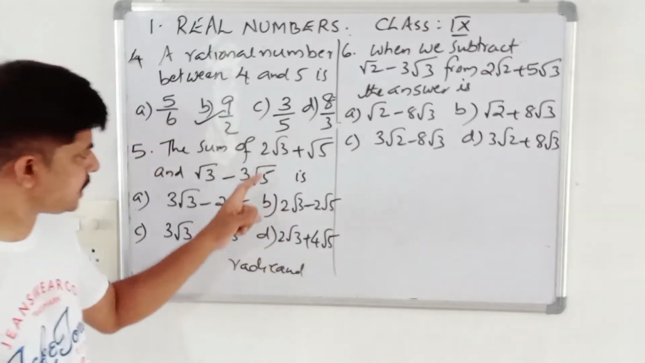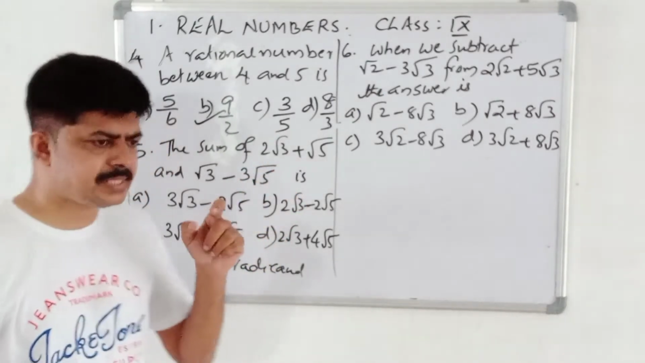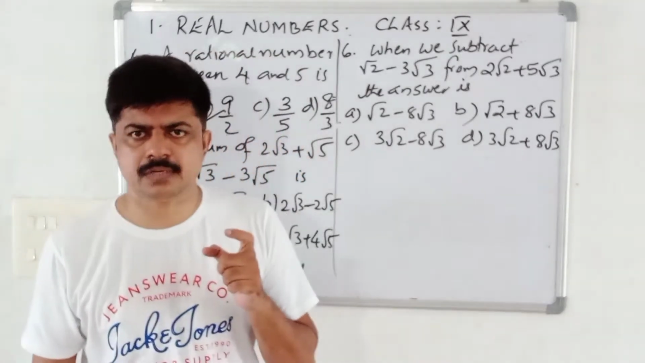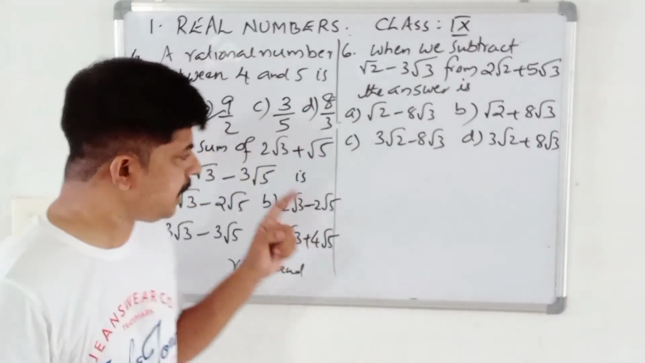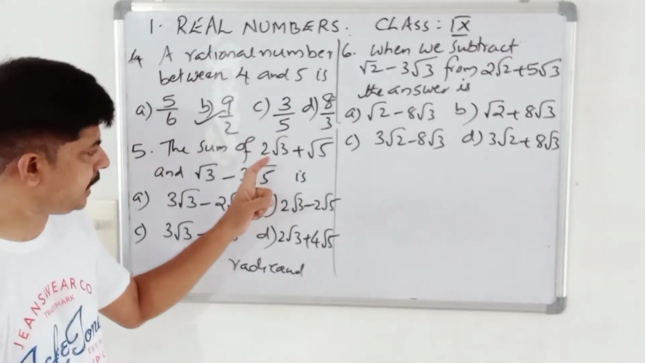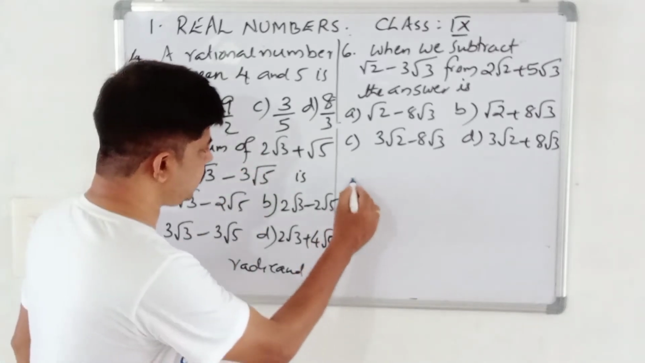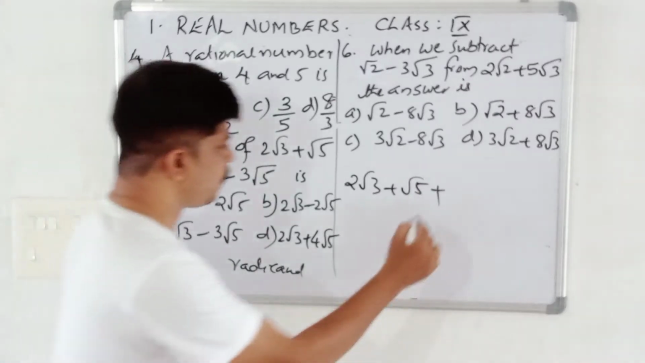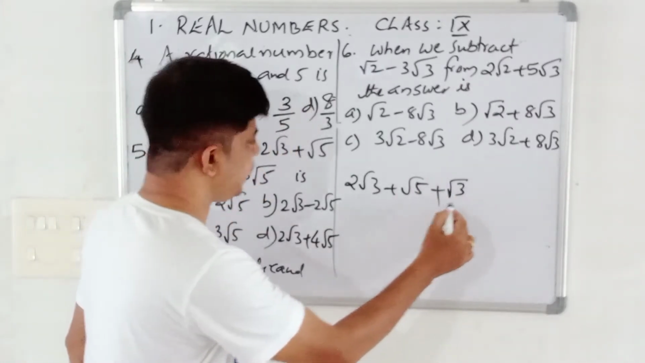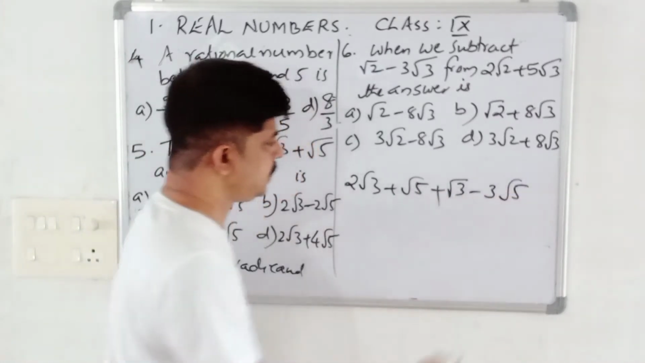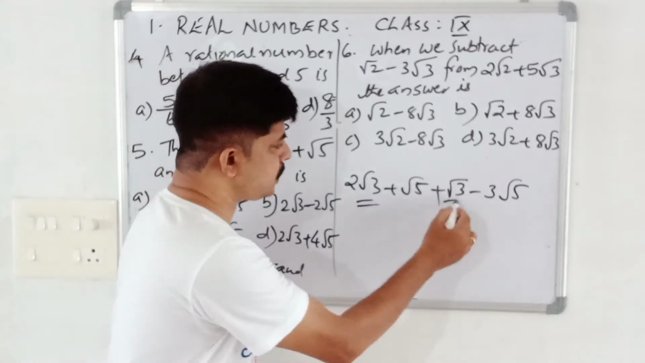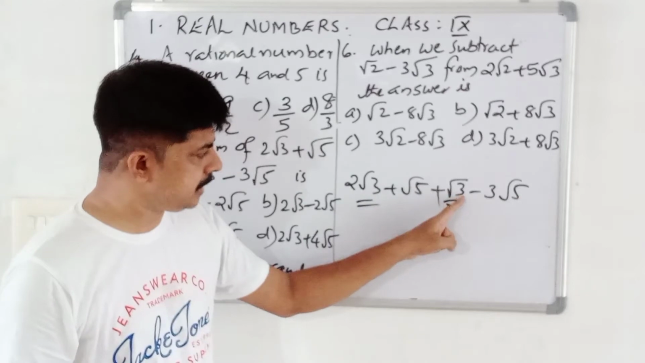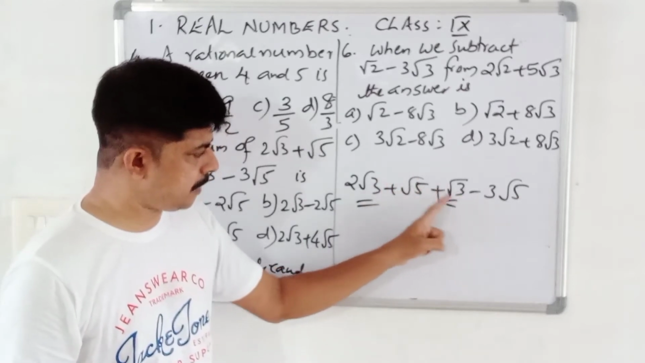Now, two radicals can be added if they have the same radicand. Like algebraic expressions, where we have like terms, like that we should have the same radicand. Here, when we add 2 root 3 plus root 5 plus root 3 minus 3 root 5, these two can be added because they have the same radicand. What is the radicand here? 3. This is the radicand 3.